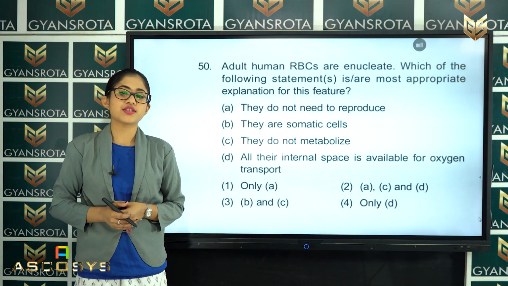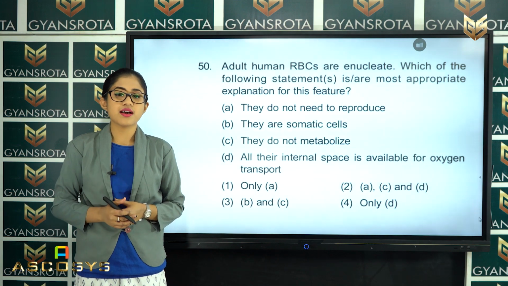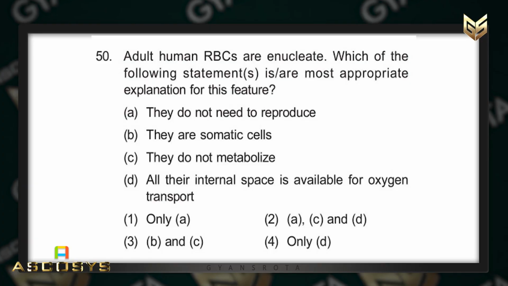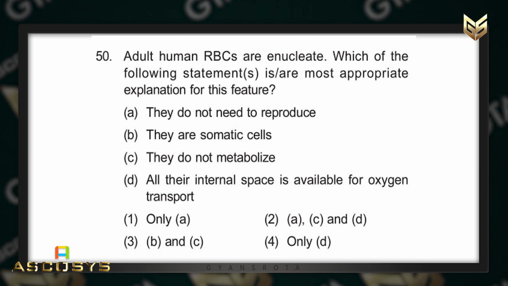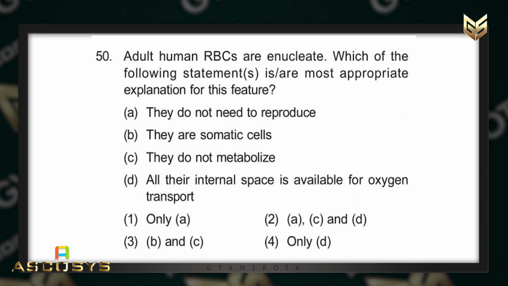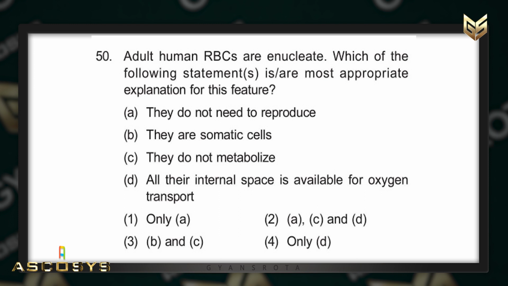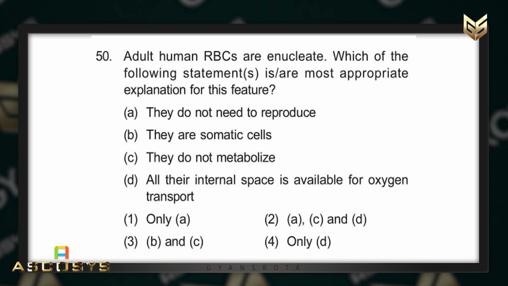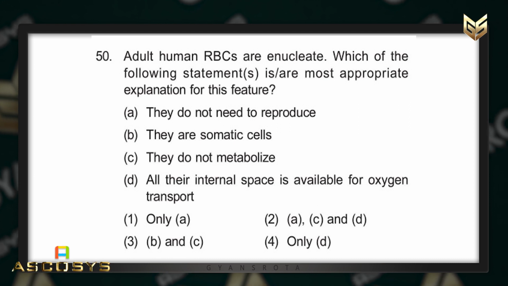In the next question, question number 50, adult human red blood cells are enucleate. Which of the following statements is or are the most appropriate explanation for this feature? Options are given. Option A is they do not need to reproduce, B is they are somatic cells, C is they do not metabolize, and option D is all their internal space is available for oxygen transport.